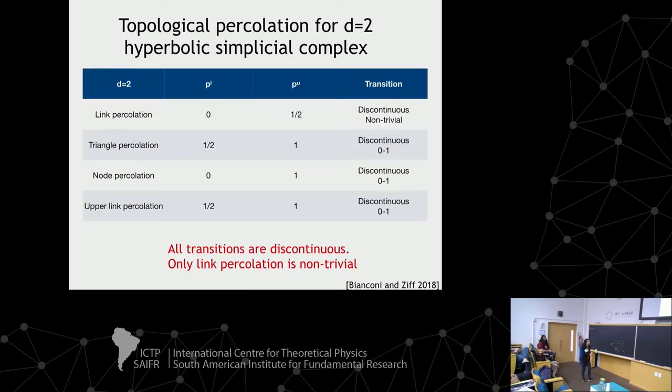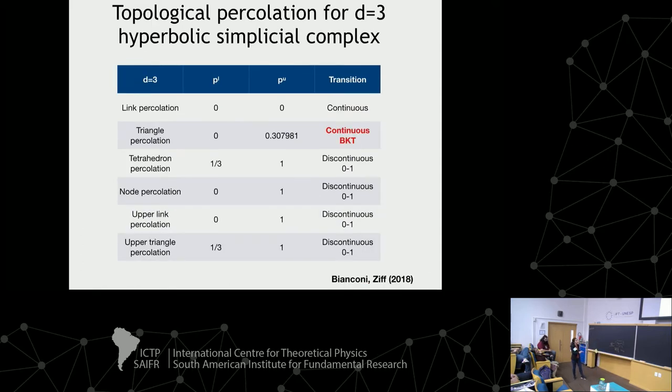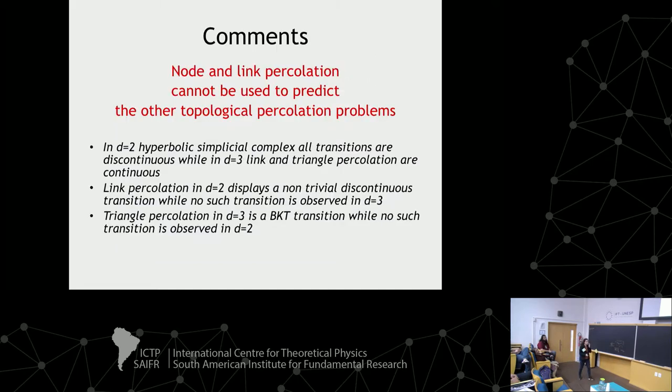So just to show you this effect of dimension on the percolation property. This is for D equal to 2 hyperbolic simplicial complex. You have that link percolation is discontinuous, and all the other percolation transitions are discontinuous. So here we expect all this percolation to be discontinuous. In D equal to 3, we have instead continuous link percolation, but triangle percolation is BKT, and the others are discontinuous. So we find a very strong effect of dimensionality, meaning that if we know node and link percolation, we cannot predict the other percolation problems. So if we explore the percolation in 2D, we observe only discontinuous phase transitions, while in D equal to 3, we observe continuous transitions and also BKT. So there is a very strong effect of dimensionality also in this topological percolation transition.